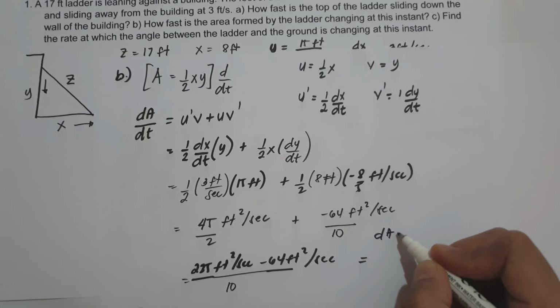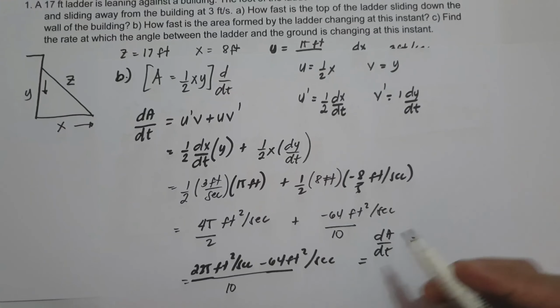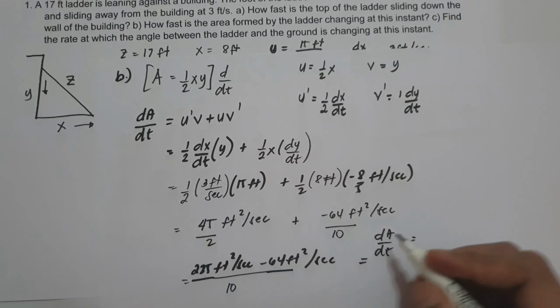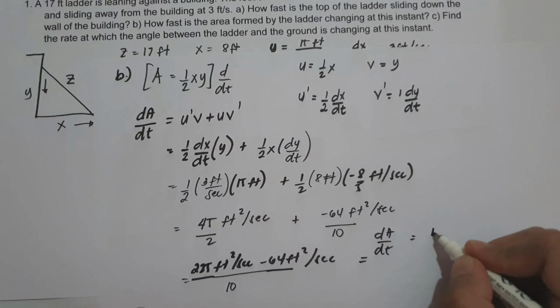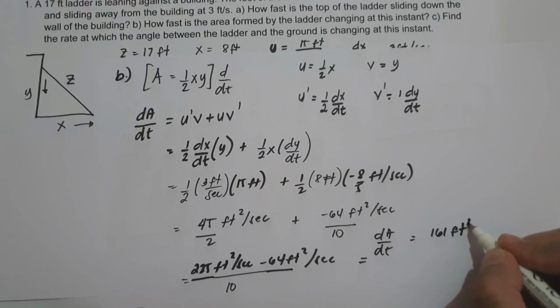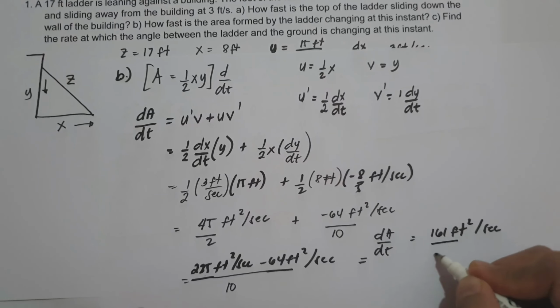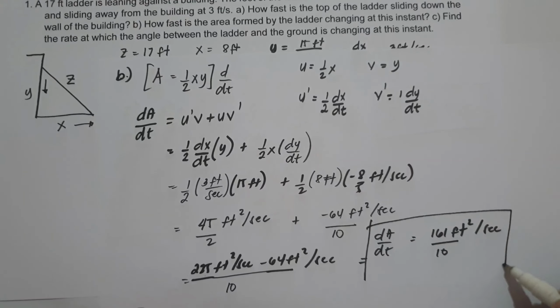So therefore, dA over dt is 225 minus 64, that is 161 feet squared per second over 10. This will be our answer.